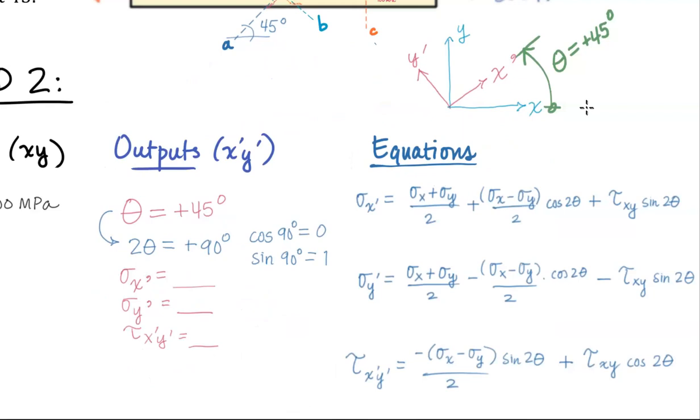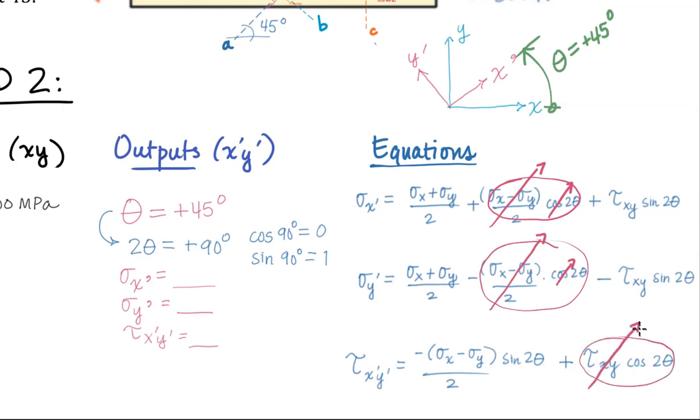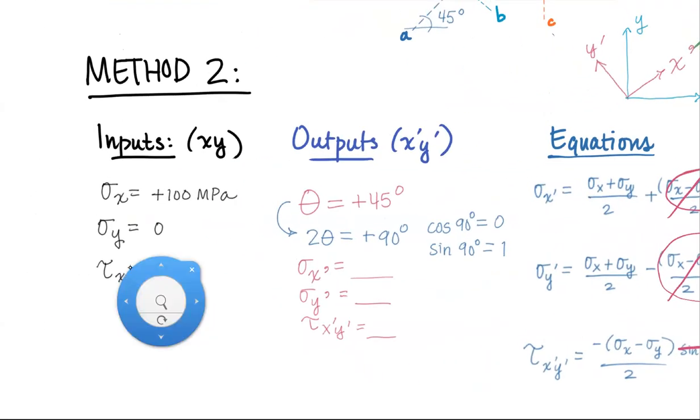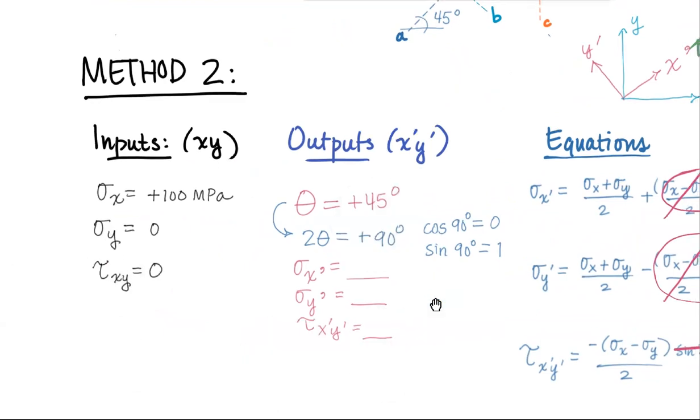All right, so here are the stress transformation equations copied down for you. And this problem is delightful because there's lots of zeros. See all these double angles throughout here. Where 2 theta equals 90, cosine 90 is equal to zero. So that's going to zero out that term, and therefore this whole thing will zero out. Same thing here, same thing here. Sine of 90 is equal to 1, so that is equal to 1, that is equal to 1, that is equal to 1. If we look back at our inputs, sigma y is 0 and tau xy is 0, so we get to cross more stuff out.